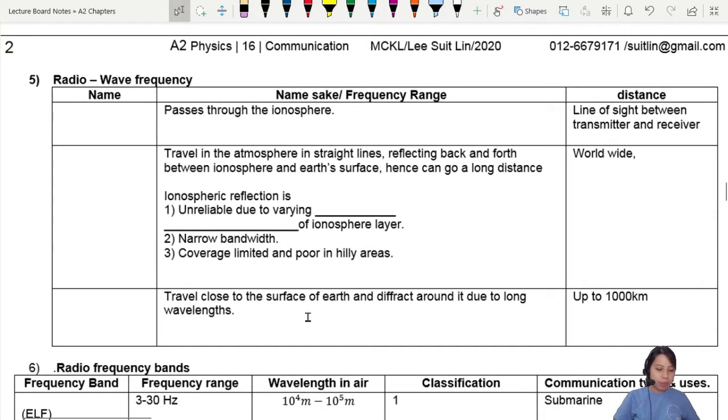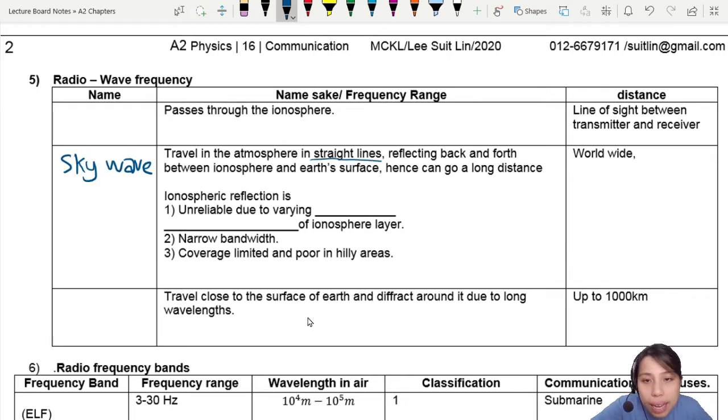let's look at this one. The first one, what we learned just now, the bounce here, bounce there, is called a sky wave. Now this wave will travel in the ionosphere in straight lines, and then it reflects back and forth and goes really, really far. Worldwide, you can send an AM signal. Of course, it'll be very distorted, very weak, but you can send the signal.